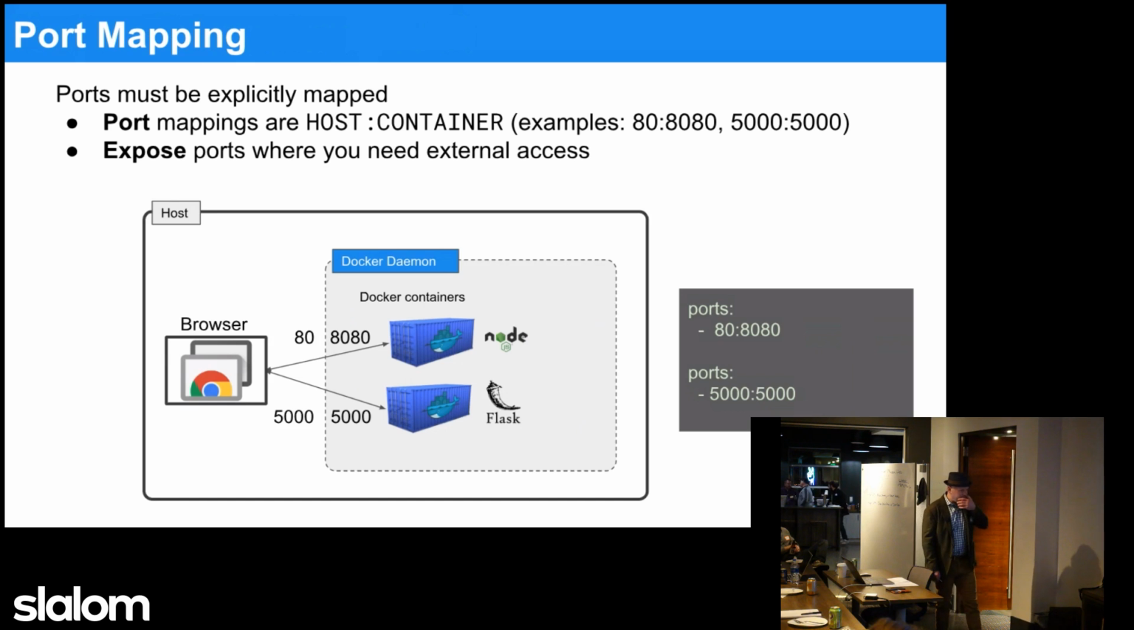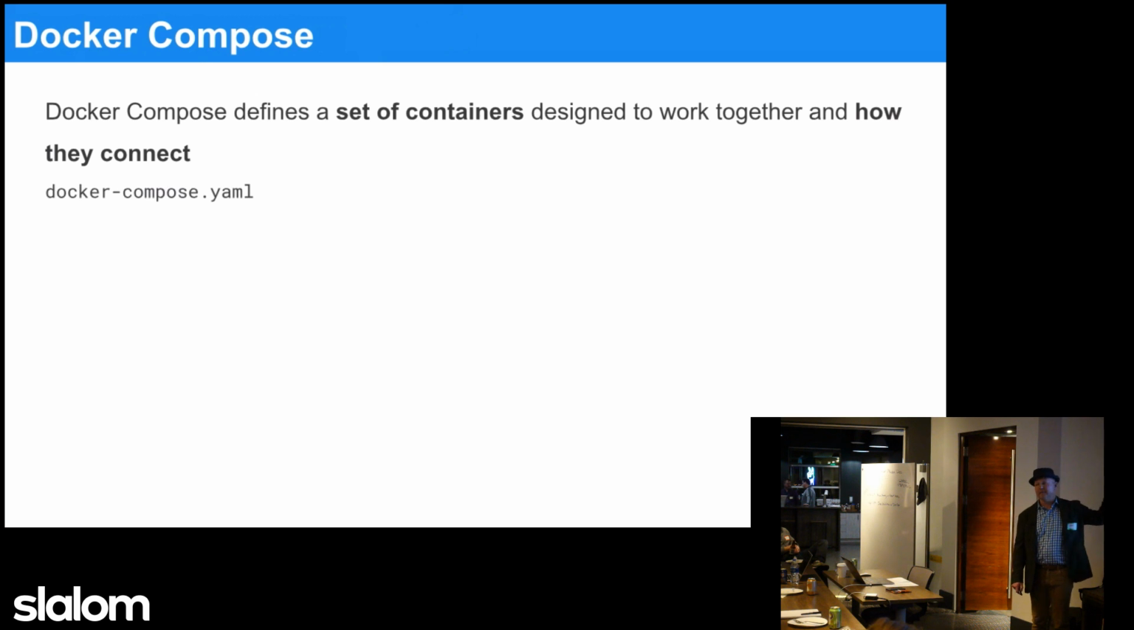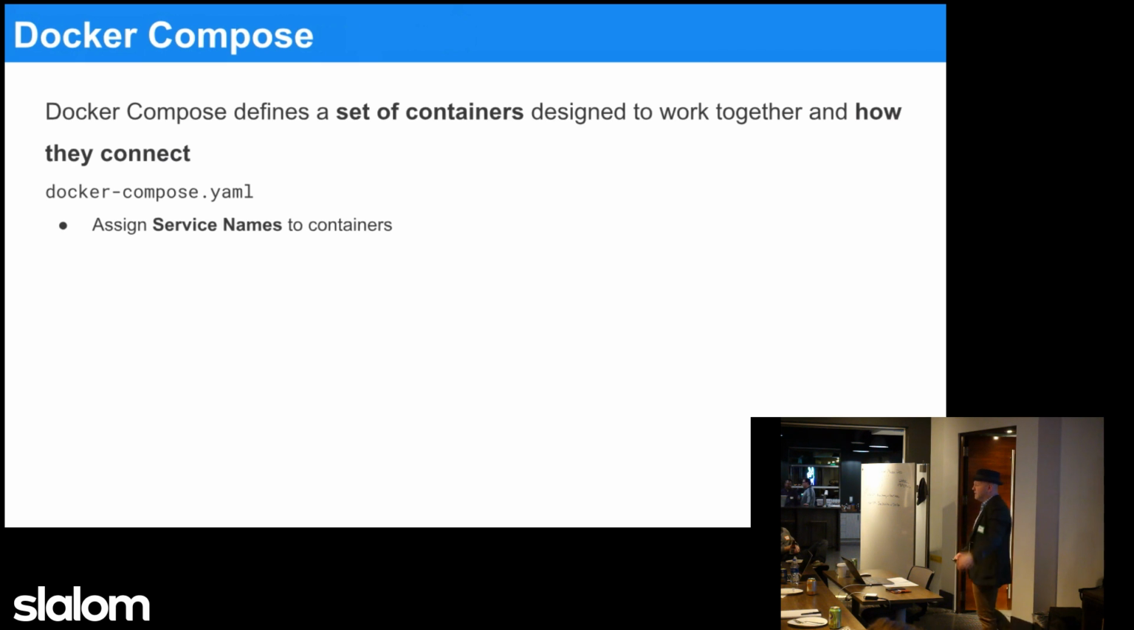So the Docker Compose file: a bit more talking, then we're going to do some typing. The Docker Compose file defines a set of containers that are designed to work together as a group. That's that microservices kind of picture, and how they actually communicate with one another. We have a Docker Compose YAML file. We're going to give service names to the containers, so that's that whole DNS idea. We can link them together, so container A can talk to container B, and container B can talk to container C. We set up the port mapping. We can define our networks.